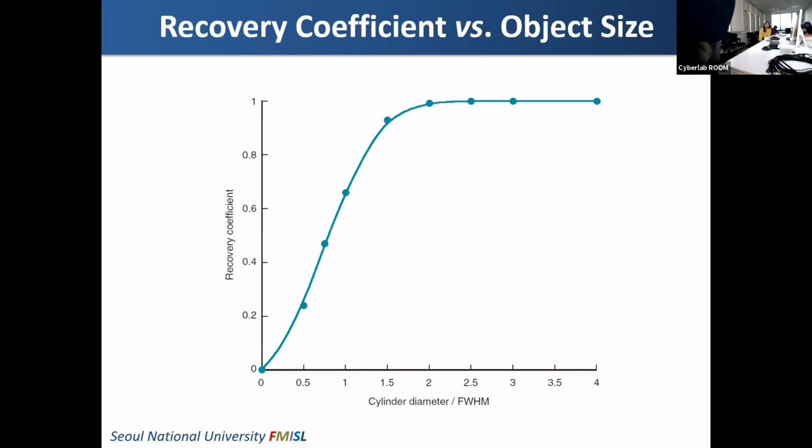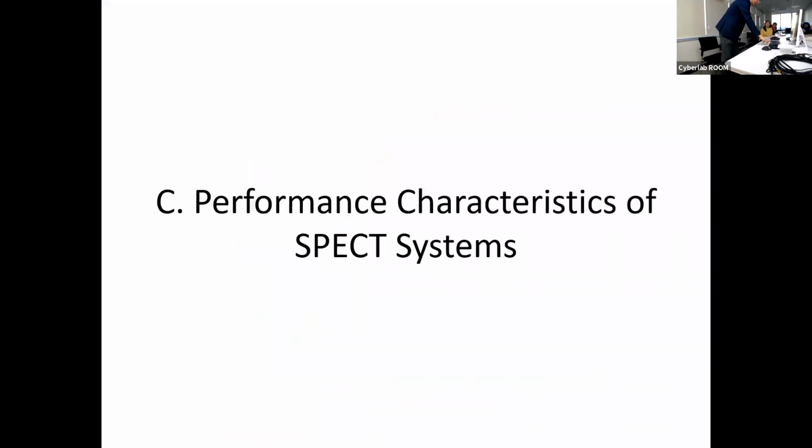So that is why this recovery coefficient plot will have this shape. In this plot, the x-axis is the ratio between the cylinder diameter and the FWHM, I mean the spatial resolution of the system. As I said, if the cylinder diameter is much larger than your spatial resolution, 3 or 4 times larger, it doesn't matter. But if the size is smaller than the spatial resolution, and you can remember that the spatial resolution of SPECT is over 1 centimeter, something like that, so if your region is smaller than 1 centimeter, the recovery coefficient will be less than 1.